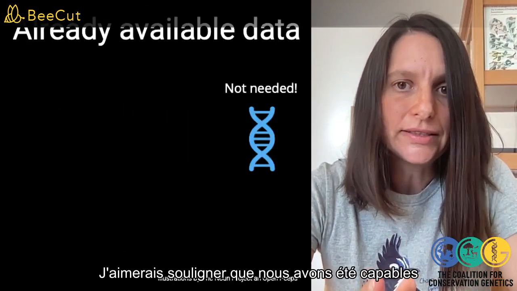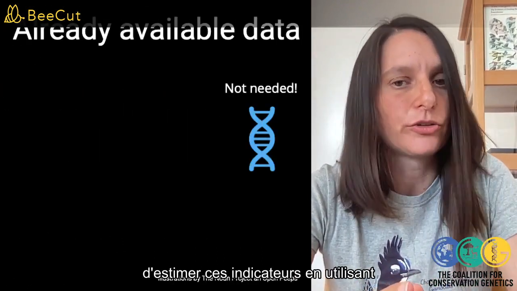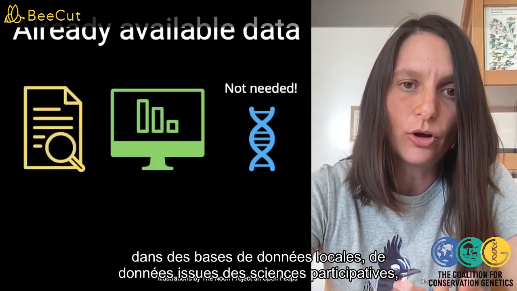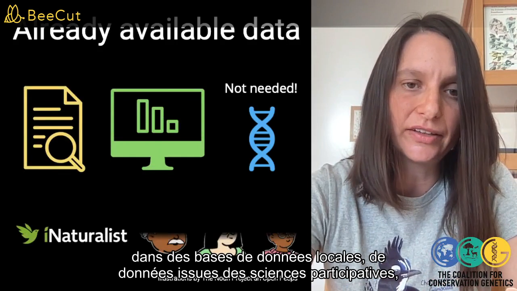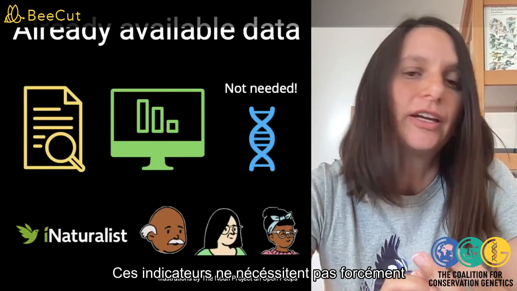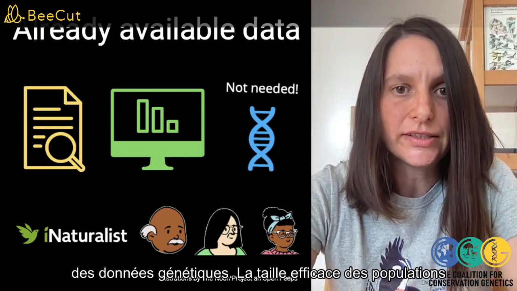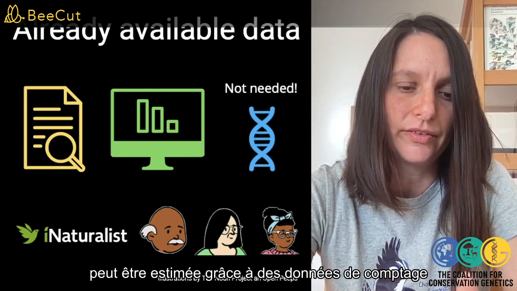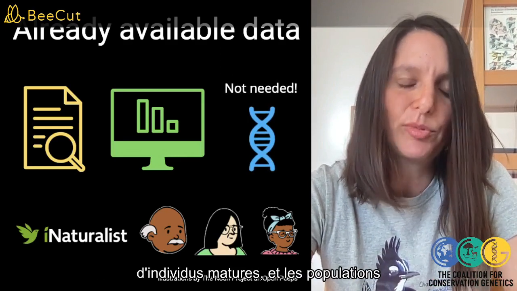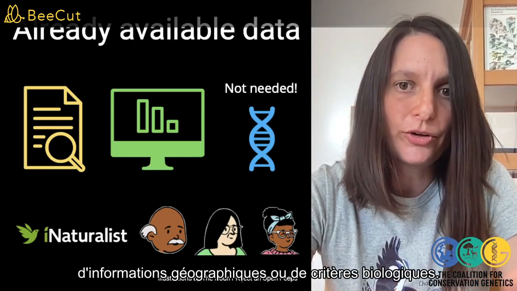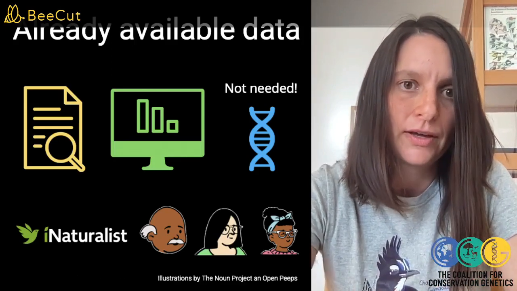I want to highlight that we were able to estimate these indicators using data already available in published studies, our local databases, citizen science, and asking local people about the populations they know. The indicators do not need genetic data. The effective population size can be estimated based on the number of mature individuals, and populations can be defined based on geographic features or biological features.